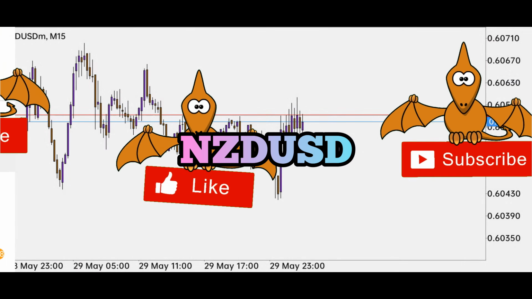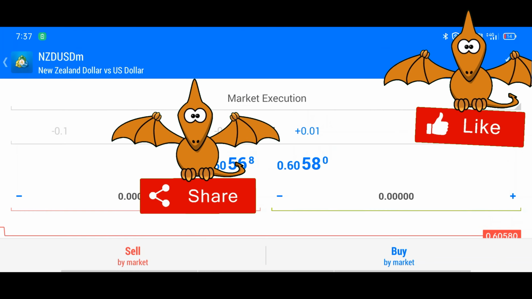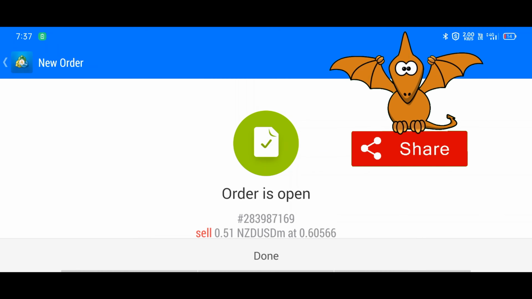Today we are trading in New Zealand dollar versus US dollar. According to me, a very good opportunity has been created in this pair.